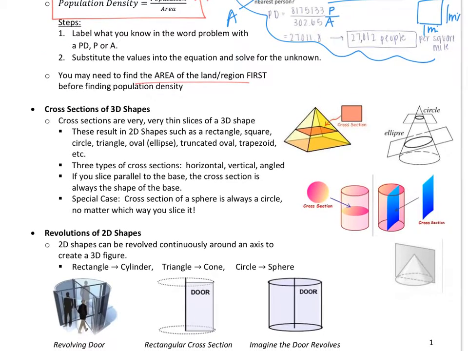The next thing that we're going to talk about is something called cross-sections. It's completely unrelated to density, so kind of get ready to change gears here. Cross-sections of 3D shapes are very, very thin slices of a 3D shape.